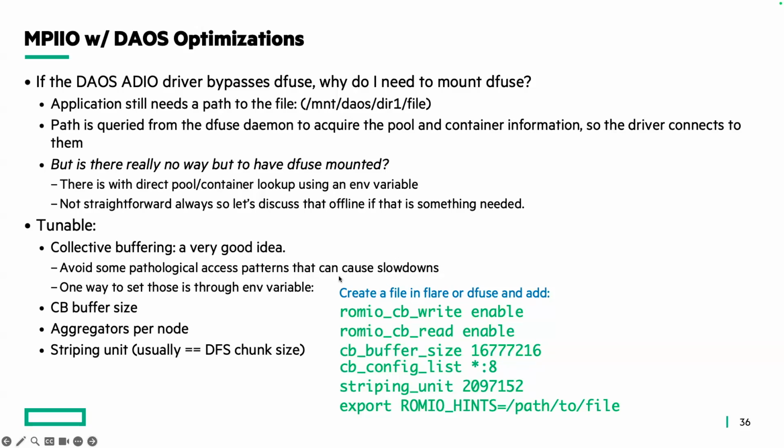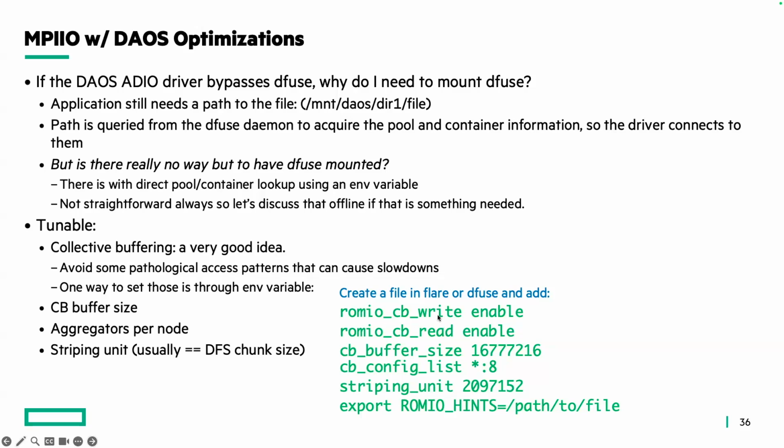So enable collective buffering, and that's done through the environment variable. Basically you create a file that has just these first two. You can add everything, like the first 5. That's fine. But the most important part are the first two.